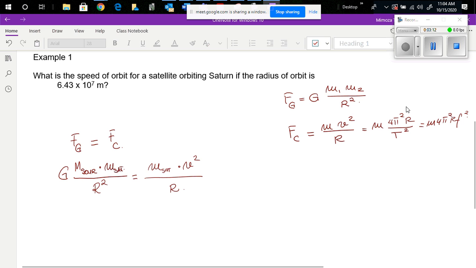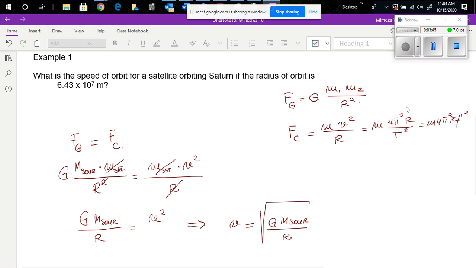Okay, so now on this relationship, mass of the satellite is canceled out, and one of the radius is canceled out. So then we have a relationship saying G mass of the source over r is equal to v squared. From here, we can find that v is the square root of G mass of the source over r.